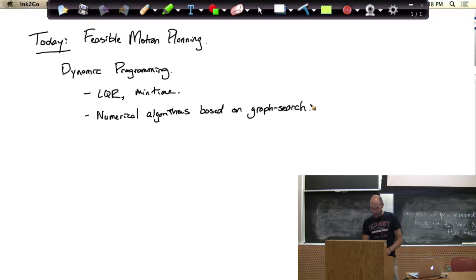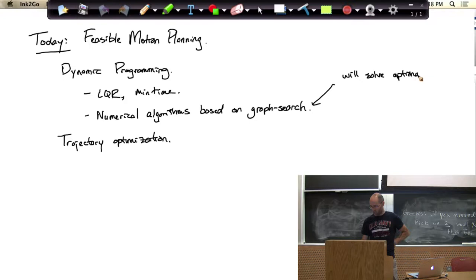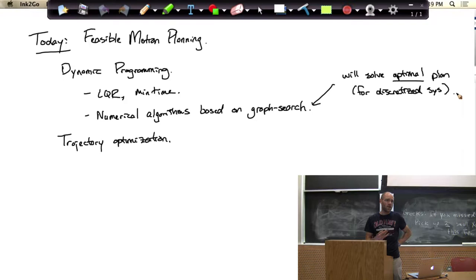The other big version of motion planning we've used in class has been trajectory optimization. Okay, so you know, these tools will solve an optimal motion plan for the discretized system, right? But the big objection to them, well, there's the two, were that the discretization errors could be hard to bound, right? It was hard to say something about the continuous system, and that it didn't scale well to higher dimensional systems.